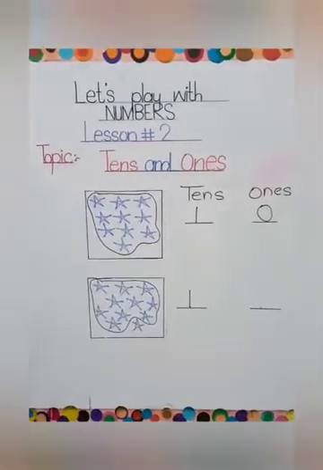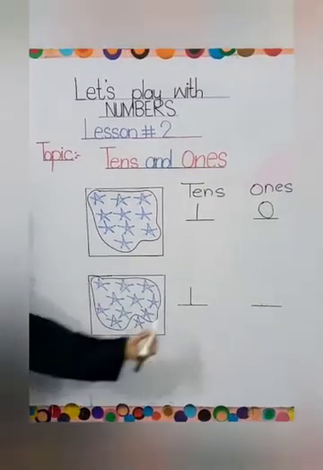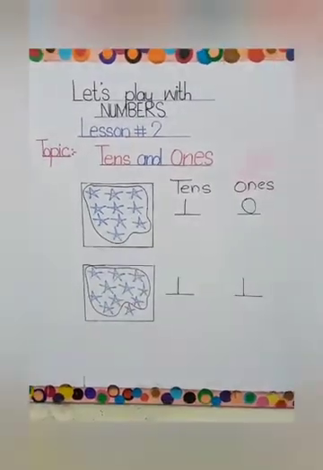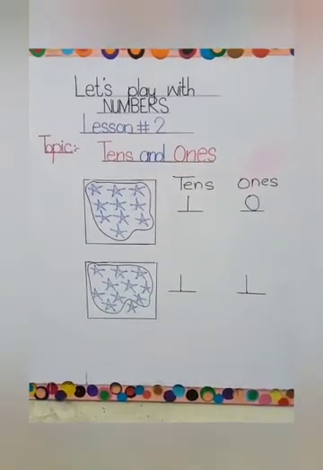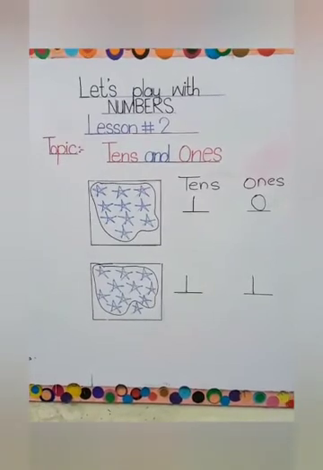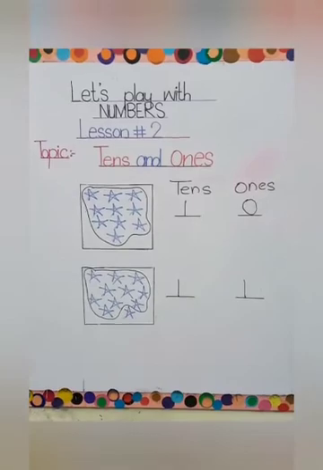How many stars are left? 1. So we write 1 here. When we have a group of 10 things, it is called 1 ten. Similarly, when we have two groups of 10 things, it is called 2 tens.